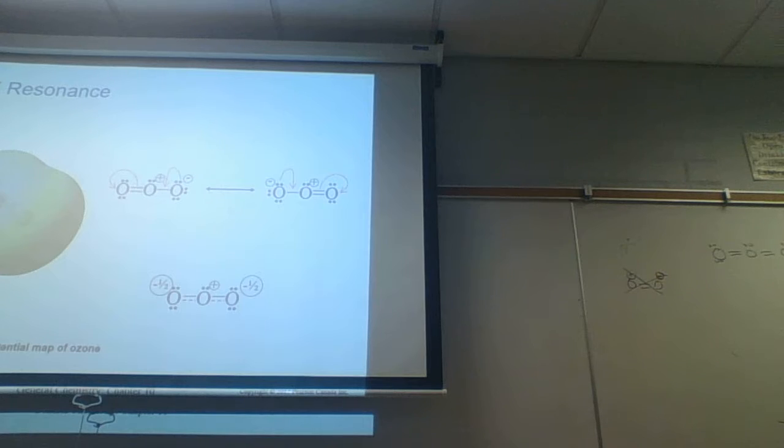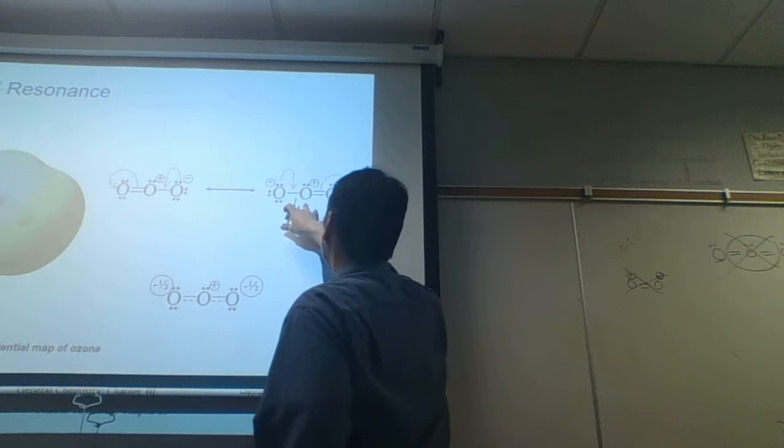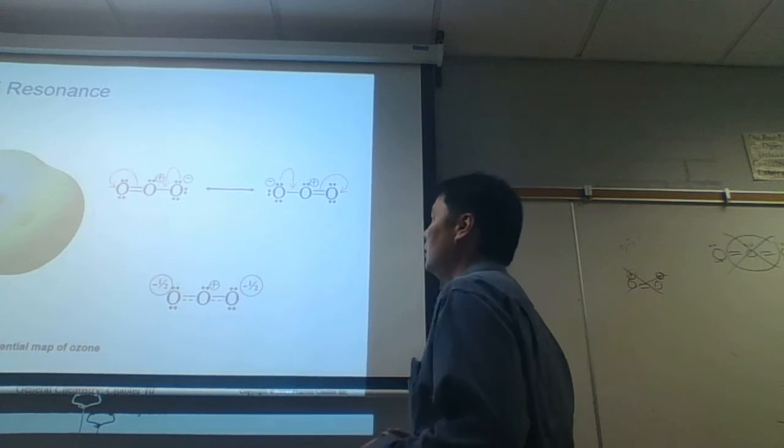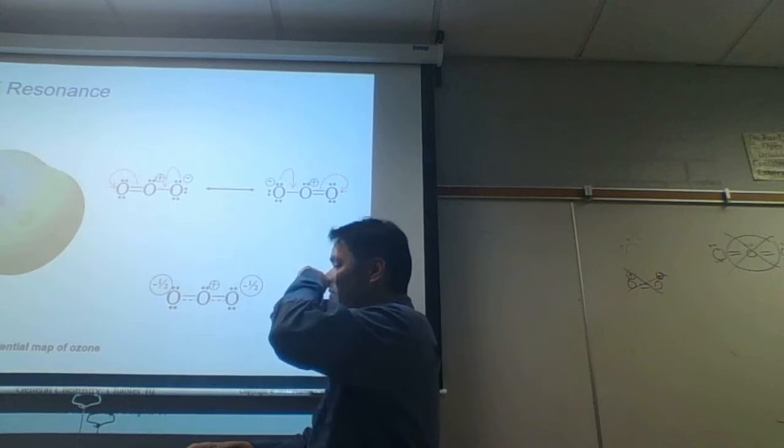This is not going to happen because it has more than an octet. This central oxygen has more than an octet. 2, 4, 6, 8, 10. 10 electrons. We can't have it on an octet. So there's no choice. We have to have a formal charge here. And in ozone, we have it.